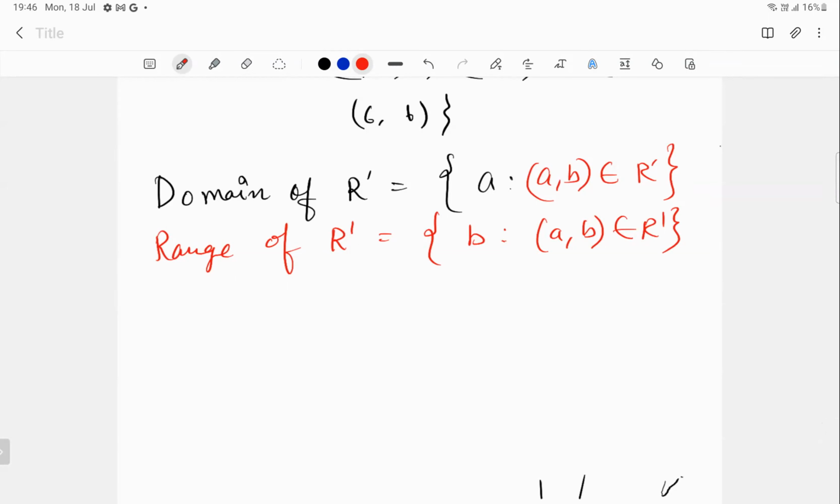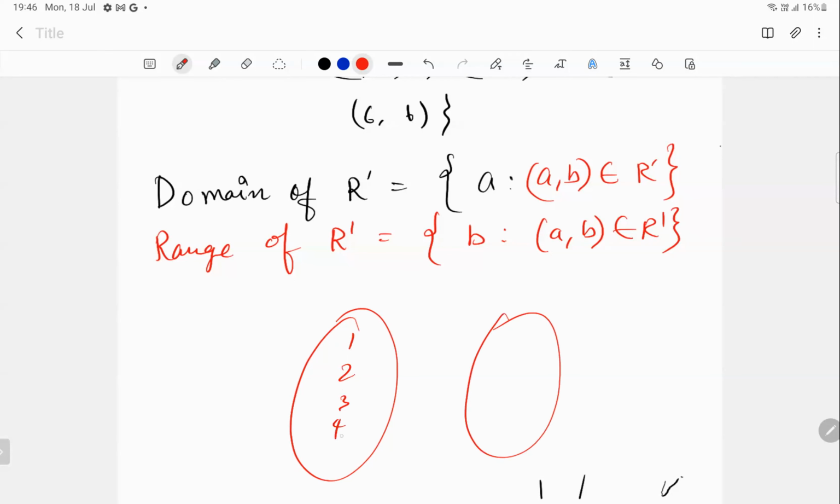That is all the elements of this set A. How many of you have drawn like this? Like 1, 2, 3, 4, 6. What is this? A, right? What is this?